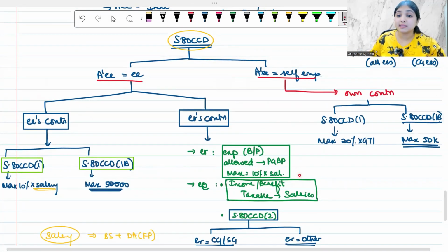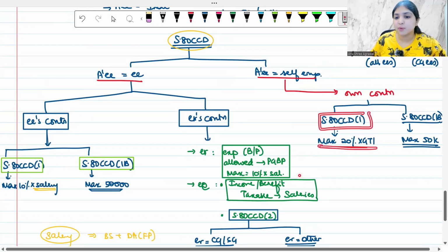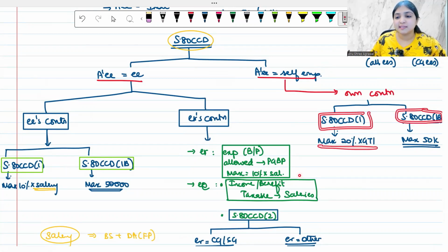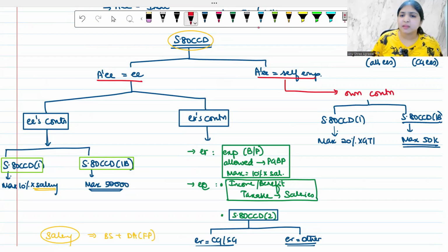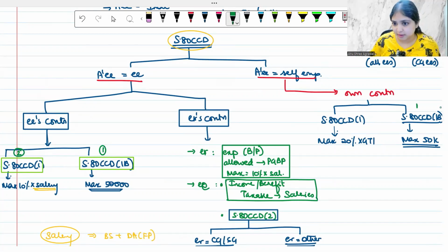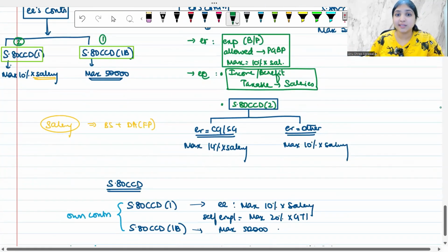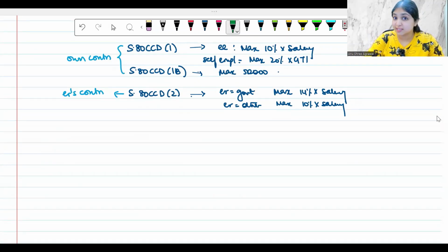Then what if the assessee happens to be a self-employed person? Under 80CCD(1), a maximum of 20% of GTI. Under 80CCD(1B), a maximum of 50,000 will be allowed. Here, generally what I suggest to students is we always do 80CCD(1B) first, and only then we come to 80CCD(1). Okay, so this was our discussion with respect to 80CCD contributions made to the National Pension Scheme.